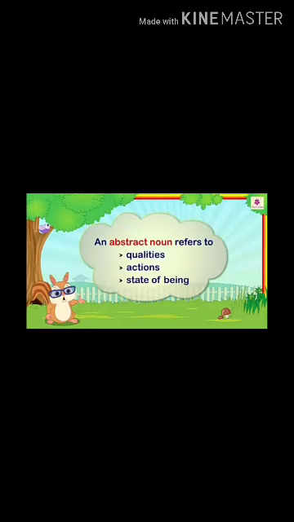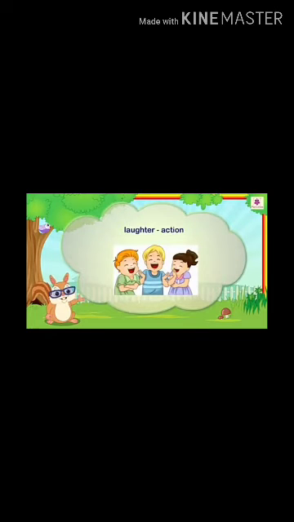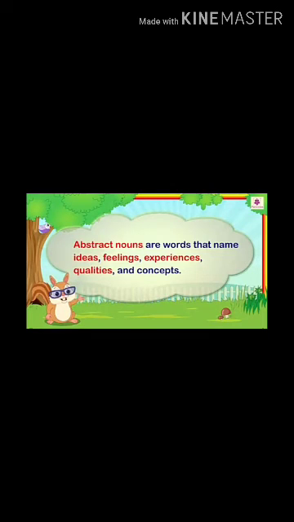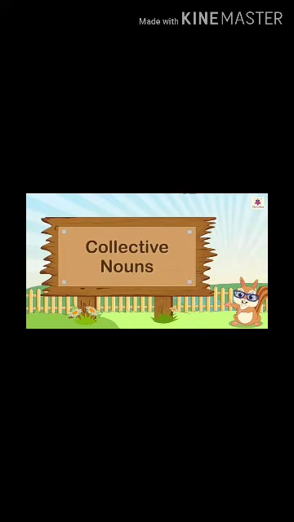It refers to qualities, actions or states of being. For example, kindness. Kindness is a quality of someone. Okay, so this is an abstract noun. If we talk about laughter, that is an action. Then beauty, this is a state of being, like beauty, ugliness. So abstract nouns are words that name ideas, feelings, experiences, qualities and concepts. Abstract nouns are mostly uncountable.